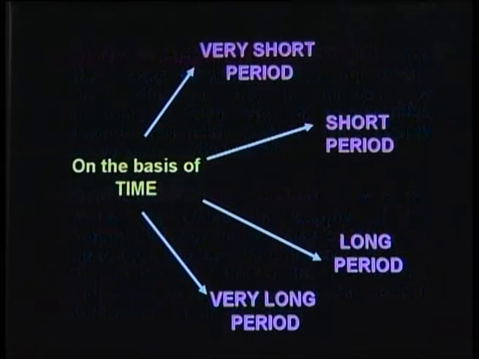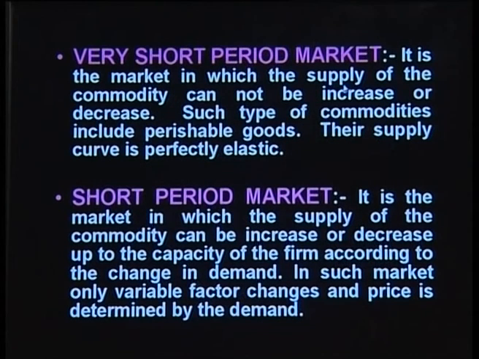On the basis of time, market can be of four types: very short period market, short period market, long period market, or very long period market. When we talk about very short period, in economics, it is the period in which the supply of the commodity cannot be increased or decreased. Such types of commodities include perishable goods. Their supply curve is always perfectly inelastic.